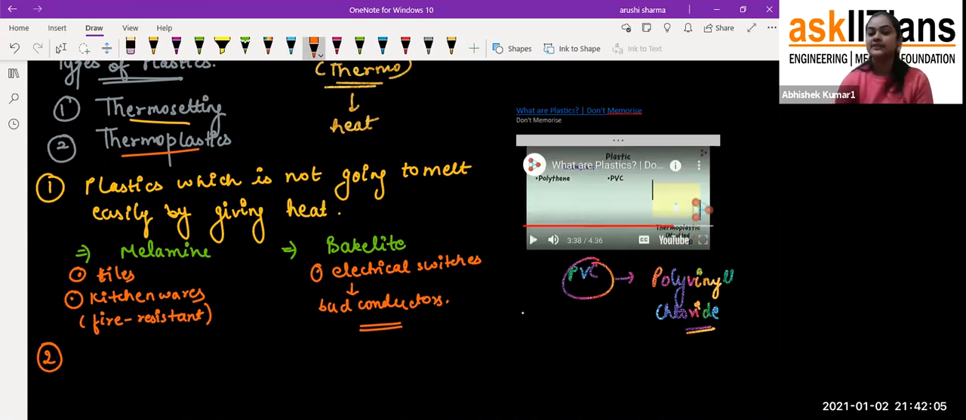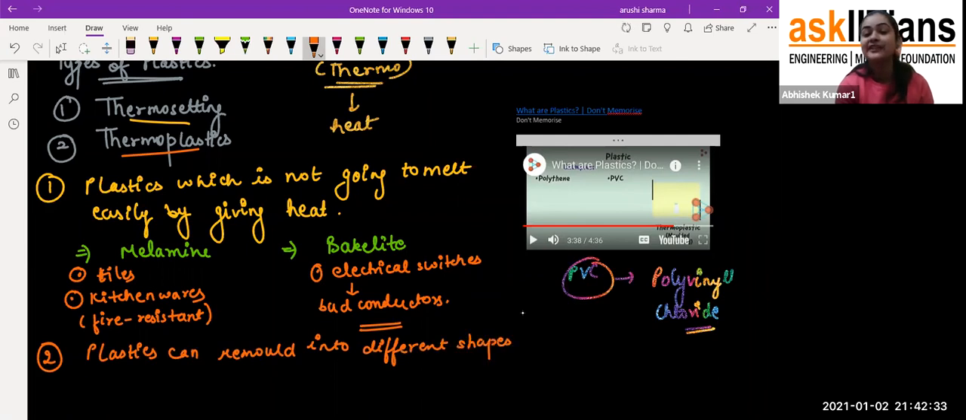So students, thermoplastics are those types of plastic which can be melted easily and can be remolded into different shapes. Plastics can be remolded into different shapes by giving heat. You are using heat and getting it remolded into different shapes. So that is called thermoplastics.